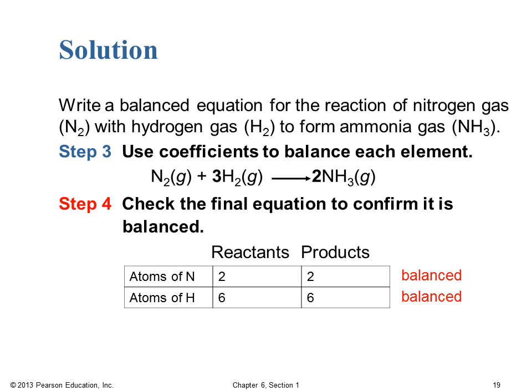And so we need to go back and then balance out the hydrogens. And so in order to balance out the hydrogens, you need to put a 3 in front of the H2 in the reactants to bring in a total of 6 hydrogens in the reactants as well.